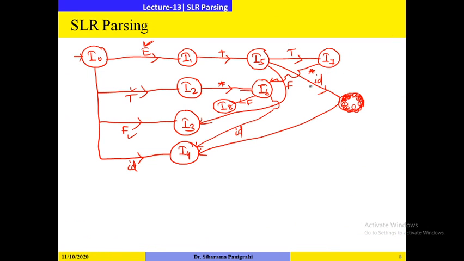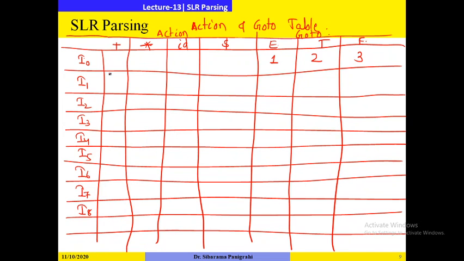Okay. So now I0 by taking ID as input. You see ID is a terminal. ID is a terminal means what do we have to do? In the table we will write, I0 by taking ID as input, the next state is I4. So we will simply write S4. So I0 ID as input we will do S4. S4 means shift operation and move to state number 4.